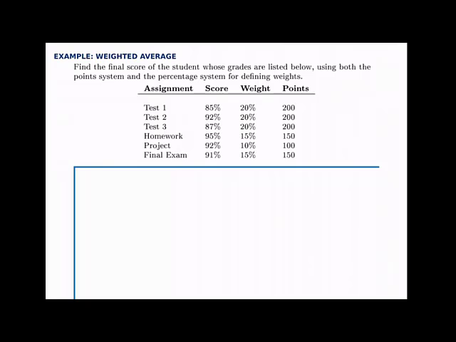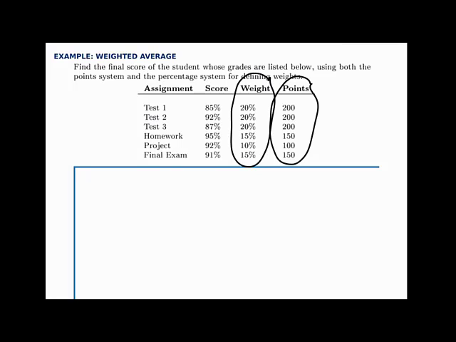Now notice that usually we'd be given either the weight or the points. In this case, we're given both, and if you look closely, there are a total of 1,000 points that they could earn. If you add up all those points, you should get 1,000. And if you divide each of those point values by 1,000, you'll get the percentages that are listed here. So really, the same information is given in the weight column or in the points column.